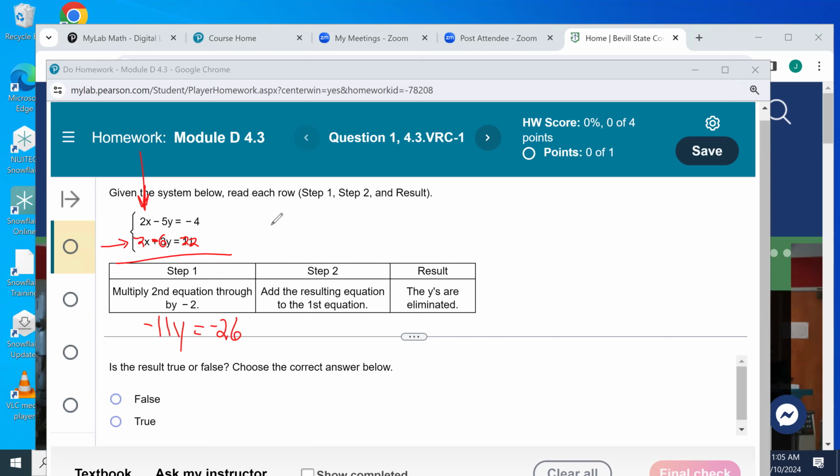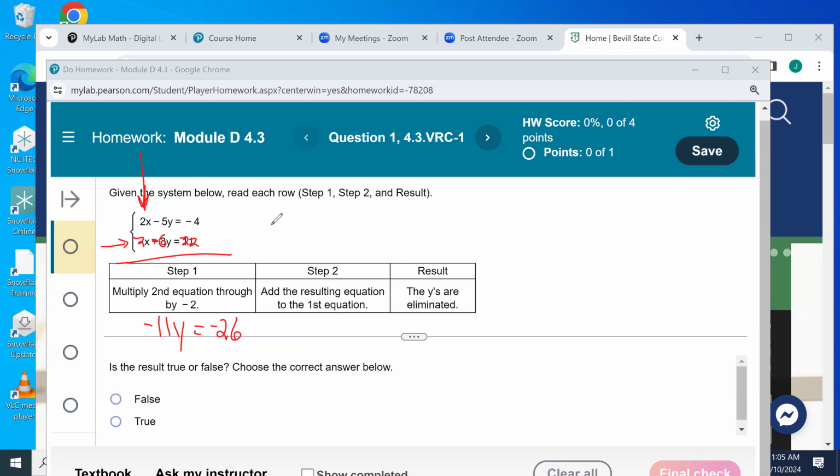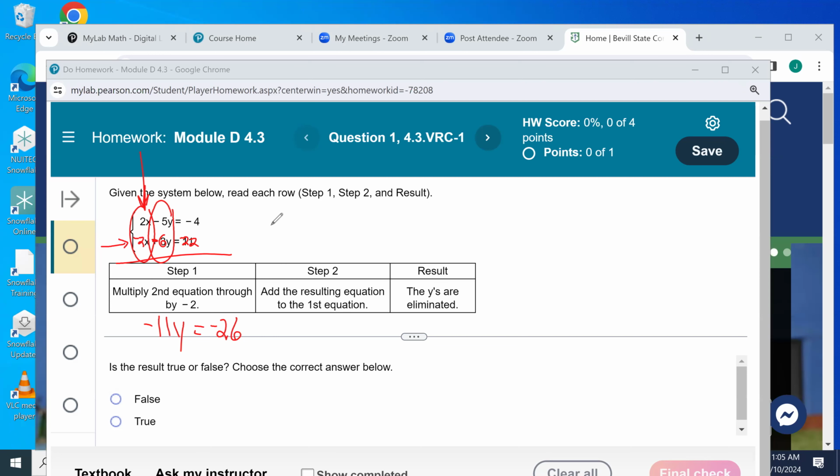You see that? How'd you get negative 11y? Oh, yeah, okay, I got you. The x's here canceled out. The y's added up, and the -4 and the -22 made -26. But the goal was I eliminated the x's.